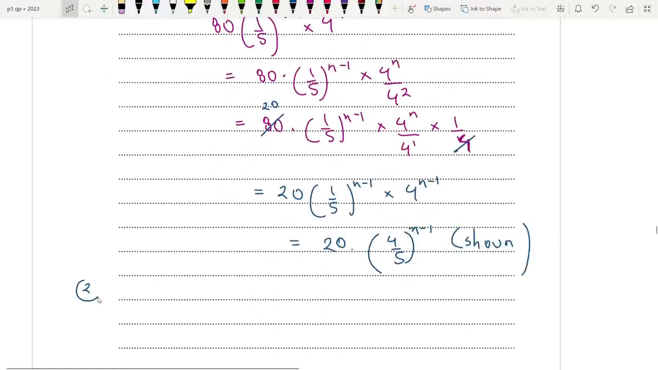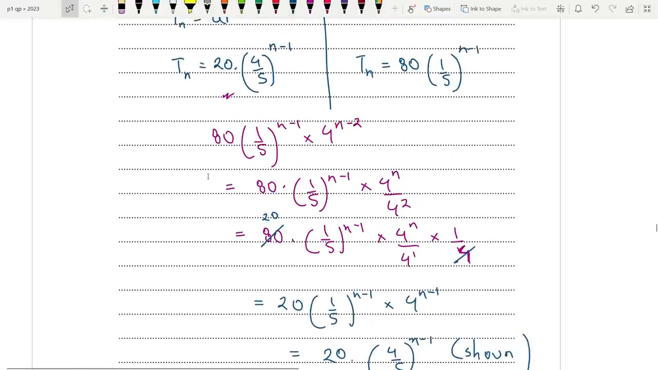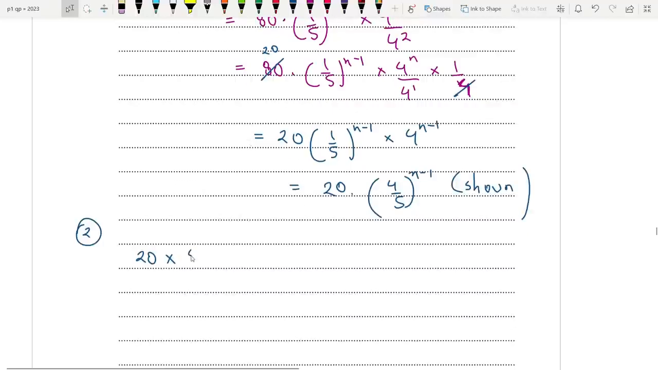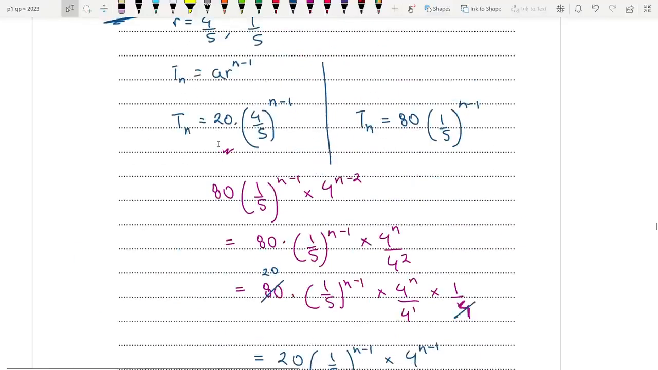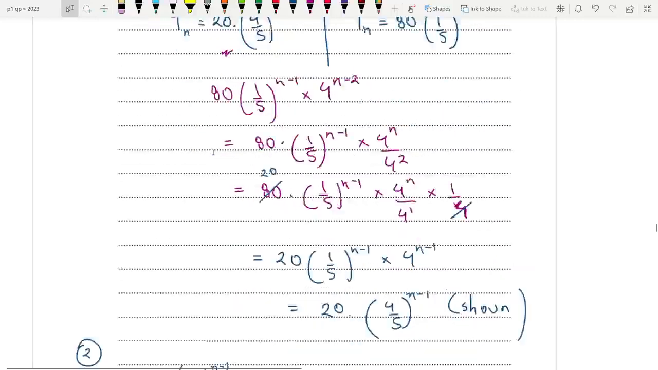The other root was just doing a ratio. That was method 1, this is method 2. Just doing a ratio simply. You could go for 20 times 4 by 5 to the power n minus 1 divided by 80 times 1 by 5 to the power n minus 1, right?